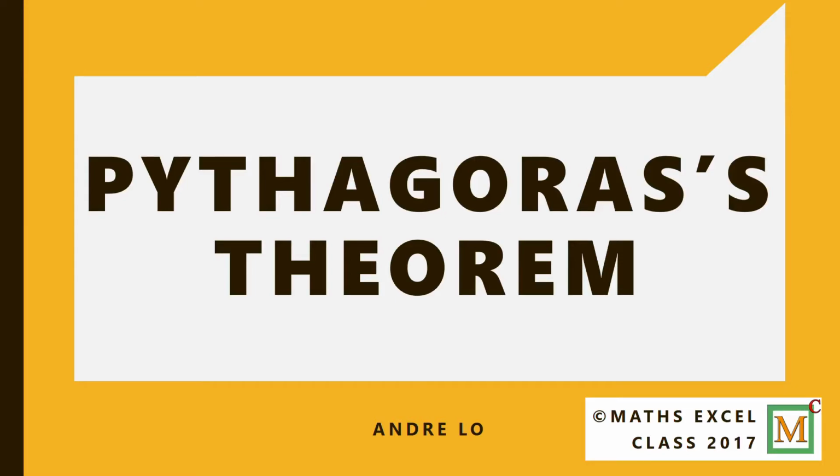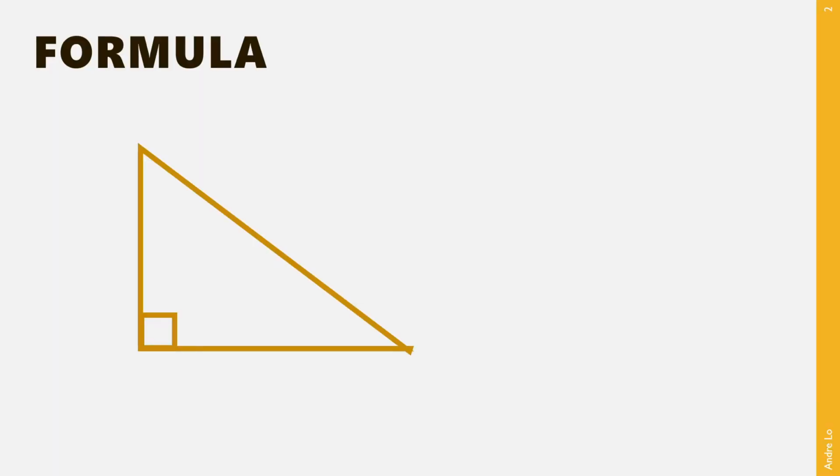In this video, we will explore Pythagoras' theorem, which is also called the Pythagorean theorem. Pythagoras' theorem is named after an ancient Greek mathematician called Pythagoras. Now, it is just a formula that describes the relationship between the lengths of the three sides of a right-angled triangle.